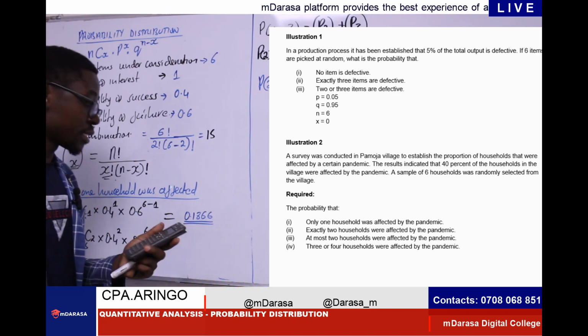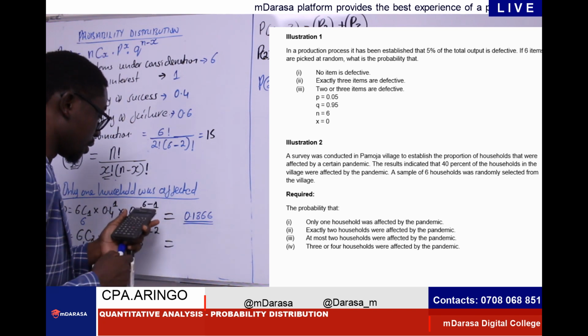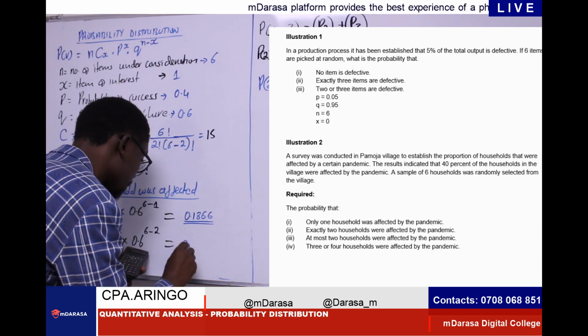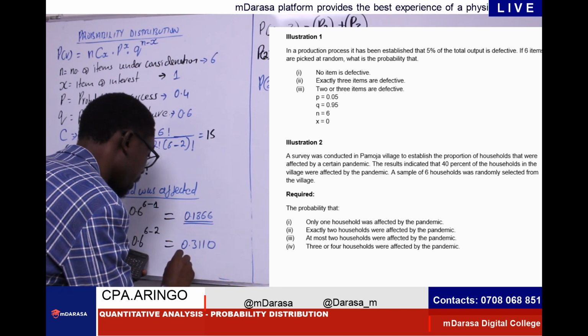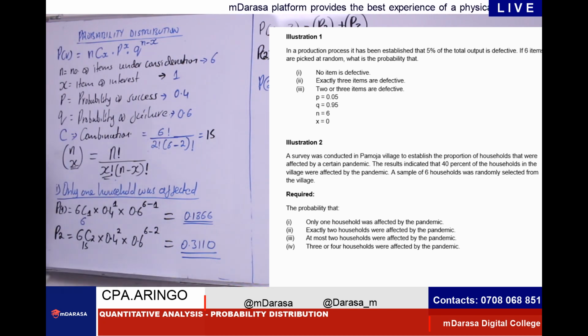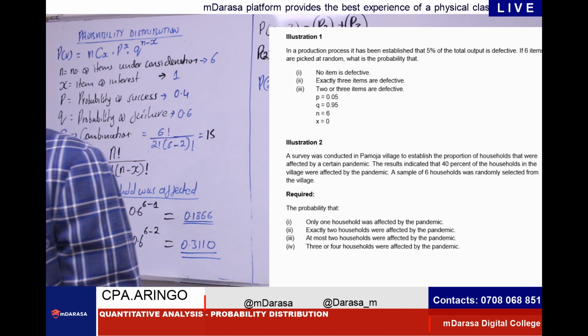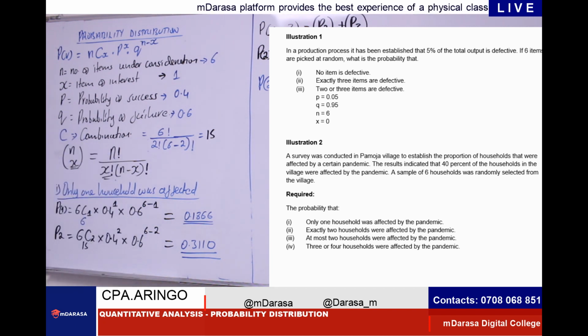So in that case, I'm getting 0.3110. Kindly confirm: the probability that exactly 2 households would be affected. So as simple as that. We proceed to the next bit. You see how easy that is, right?